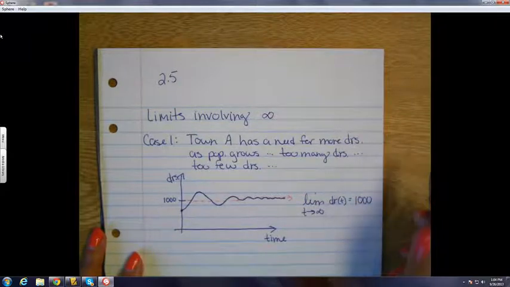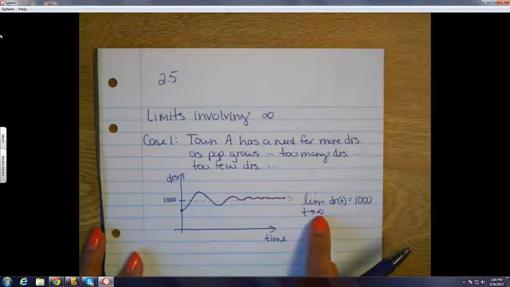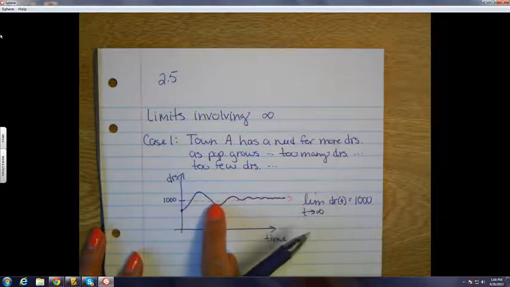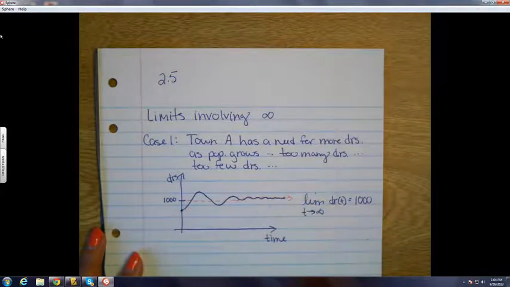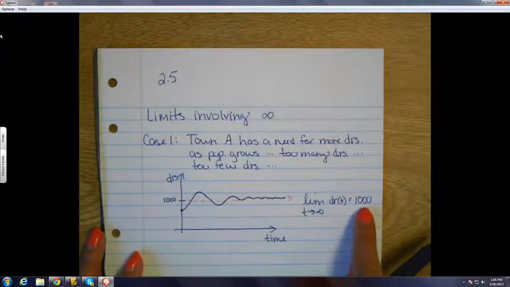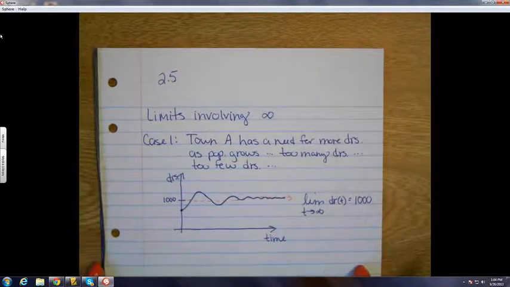So here, instead of approaching a single x value, it's the idea of going all the way out to infinity. And what y value are we approaching? That's our limit. So we got 1,000.